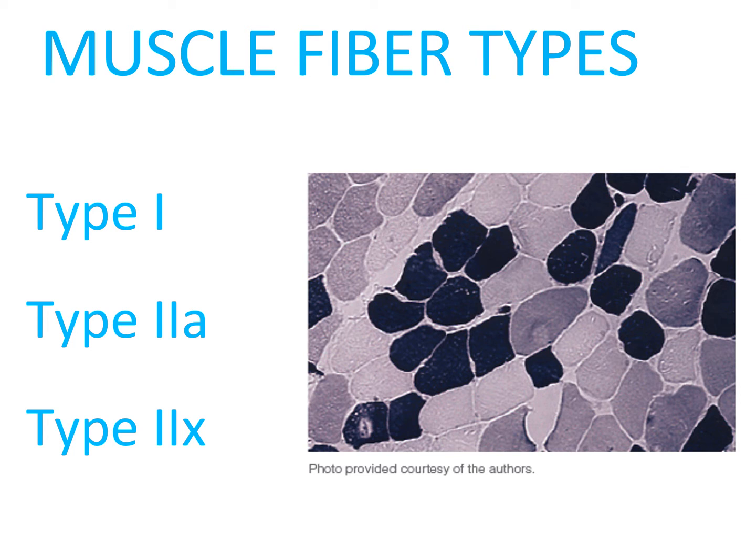We can also look at our motor units. Our type 1 motor units tend to have smaller neurons of less than 300 fibers. Our type 2 motor units tend to have larger neurons, which are greater than 300 fibers.